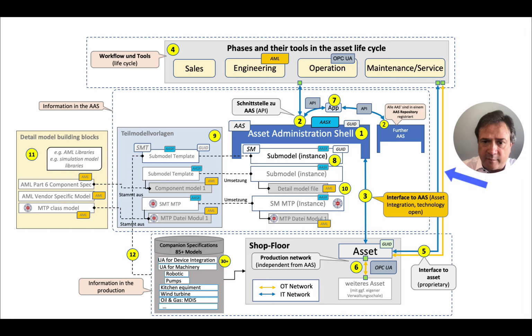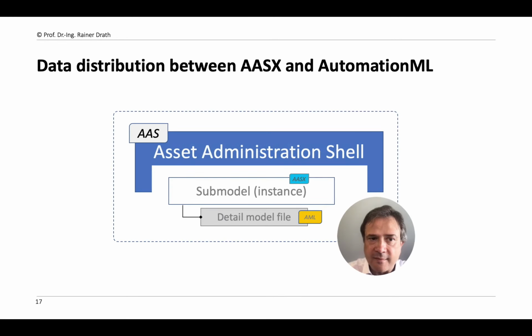And of course, there's a bypass here that allows proprietary tools to have a direct connection to their proprietary assets, for instance, for download, parameterization, and whatever purposes. Especially in the cooperation between AutomationML and the Asset Administration Shell, this picture seems to be important for me. We have a strict data separation between the submodels for lifecycle-relevant information and the detail models, for instance an MTP file that is just referenced and that contains lots of information that you do not want to model in a submodel.